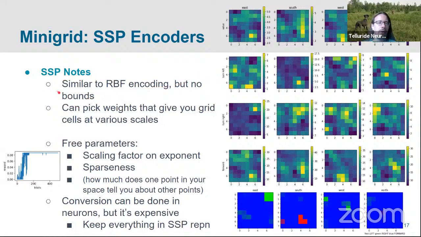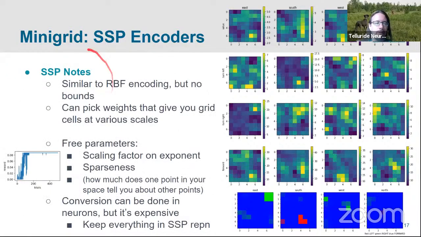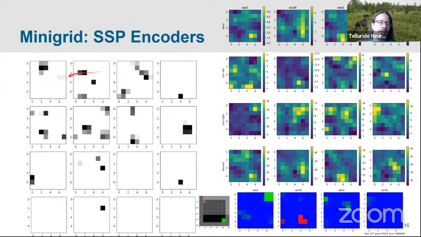If people are familiar with radial basis function encoding, it's somewhat similar, but you're getting very random patterns. There's also this weird side effect that in this style of representation, there are no harsh bounds. I'm plotting it as if it has bounds, but there aren't. It generalizes out.